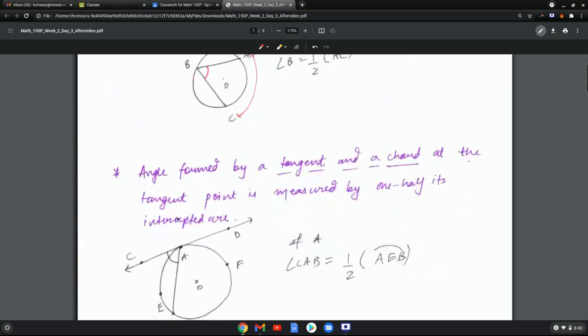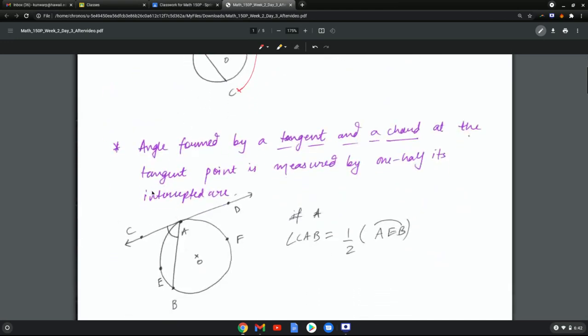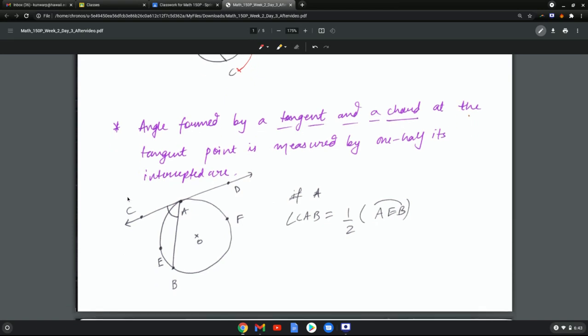The third one says that the angle formed by a tangent and a chord at the tangent point is measured by 1/2 its intercepted arc. Now remember, it's only 90 degrees with the center. What about any other chord? For any other chord, the angle CAB is half the measure of AEB. That's where it cuts.